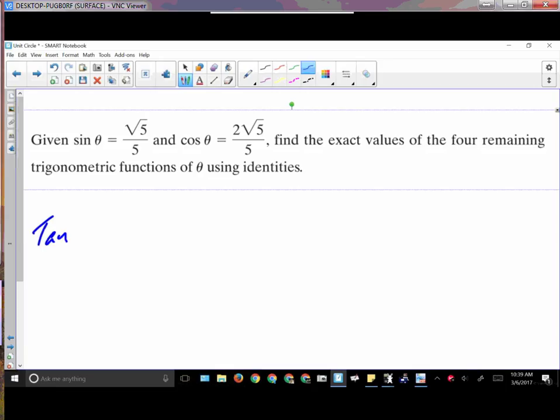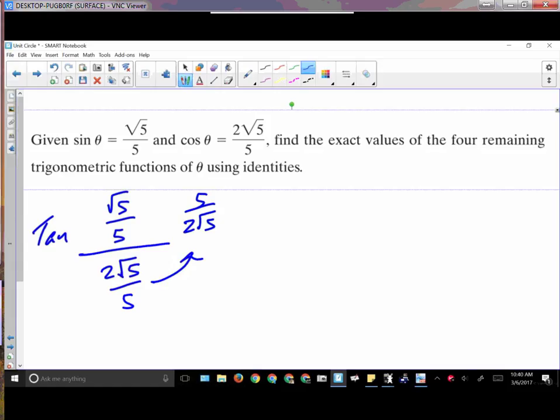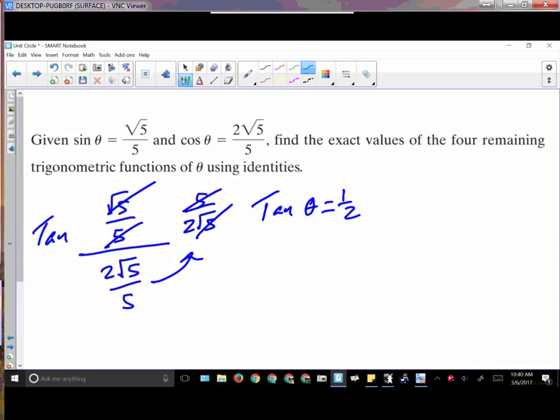First off, tangent. Tangent is sine over cosine, so that's going to be square root 5 over 5 divided by 2 square root 5 over 5. You'll get used to this trick here. Multiply by the reciprocal, 5 over 2 square root 5. You cannot divide by a fraction, you multiply by the reciprocal. The 5's cancel and the square root 5's cancel, so that means the tangent of theta is equal to 1/2.